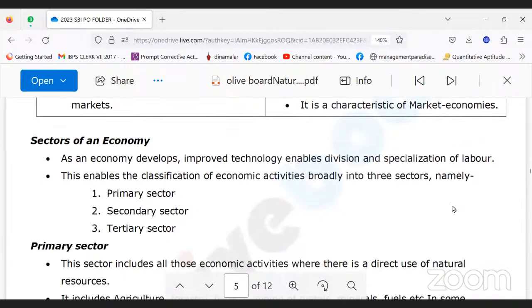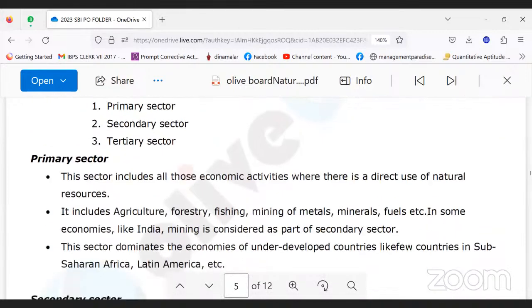Sectors of an economy. As an economy develops, improved technology enables division and specialization of labor. This enables the classification of economic activities broadly into three sectors, namely primary sector, secondary sector, and tertiary sector. This we must remember: primary, secondary, tertiary.